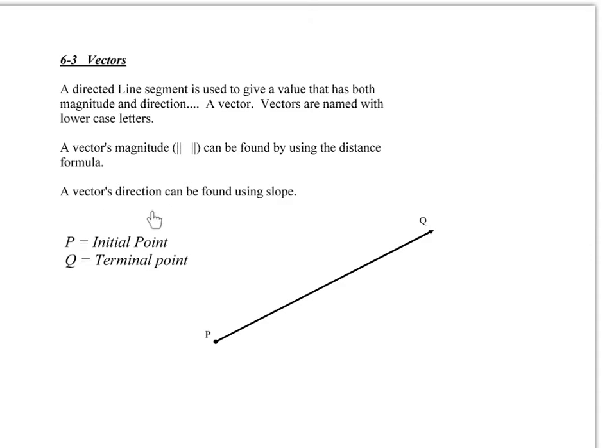And a vector's direction, the direction that it's pushing, can be found using slope. The initial point of a vector is point P. That's where the vector begins. The ending point, the terminal point of the vector, is called Q. So this vector has an initial point at P and a terminal point at Q. We typically name vectors with lowercase letters, so this could be vector u.